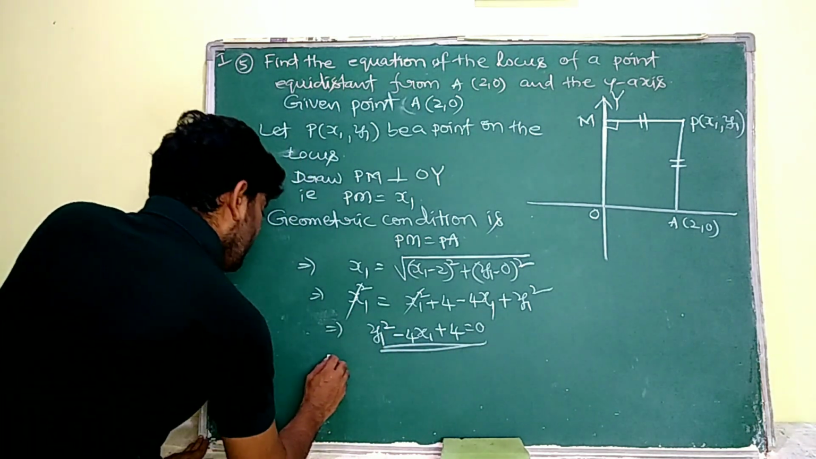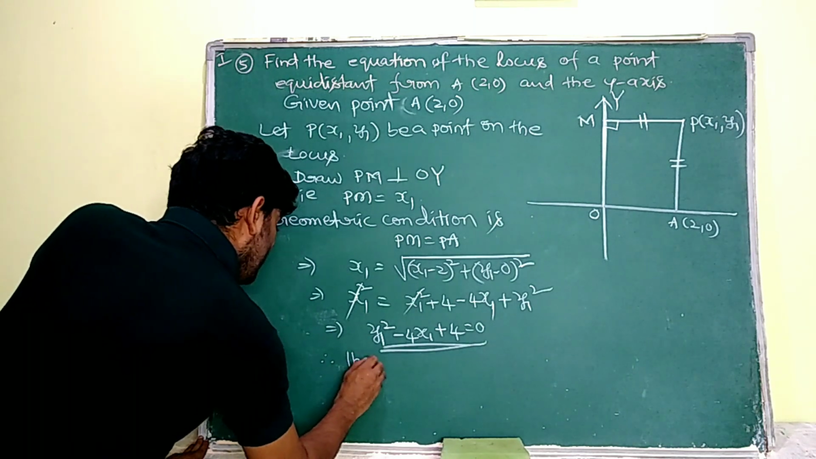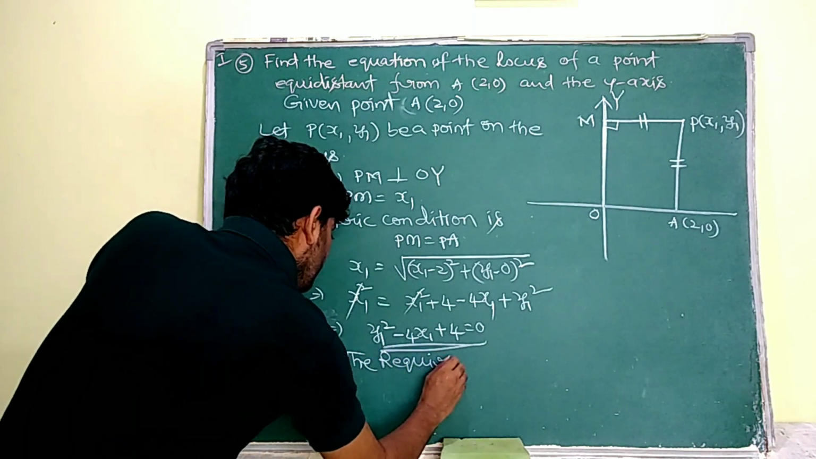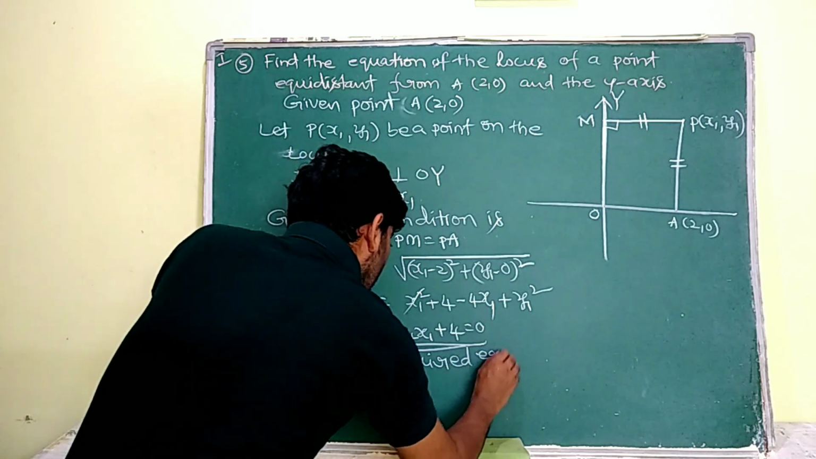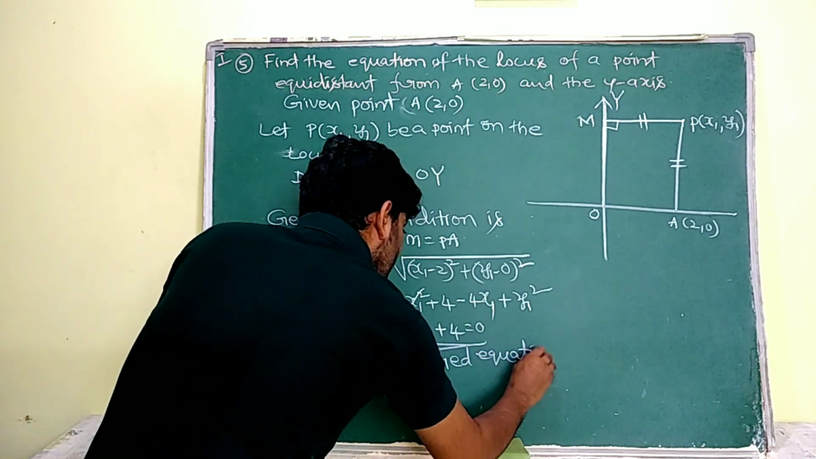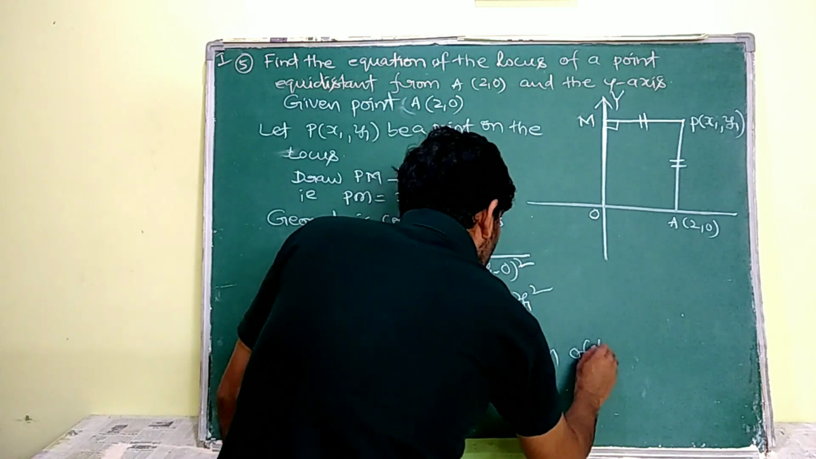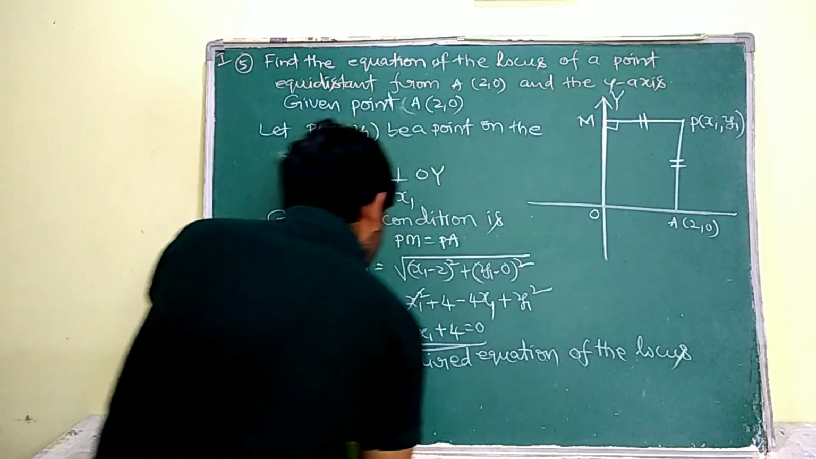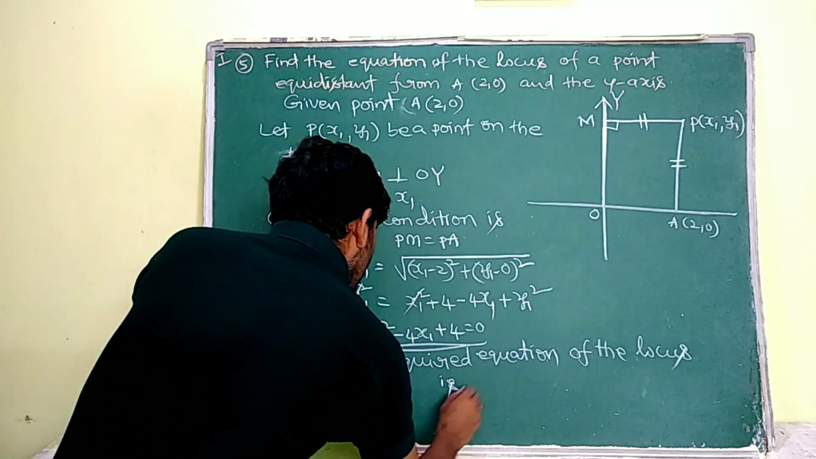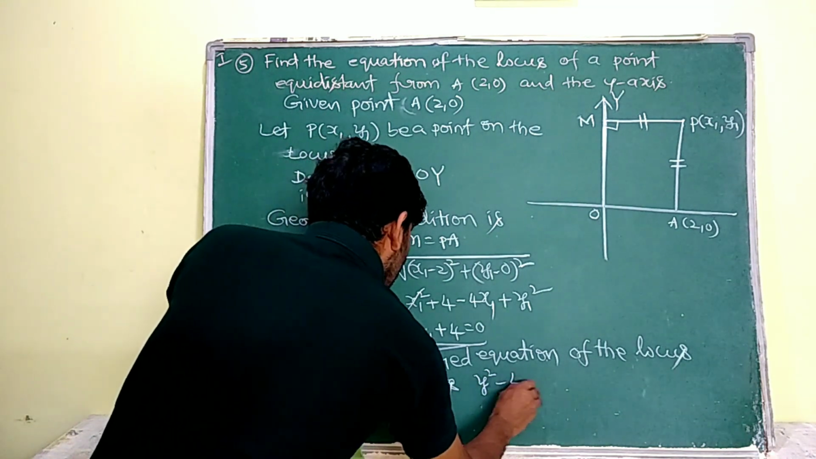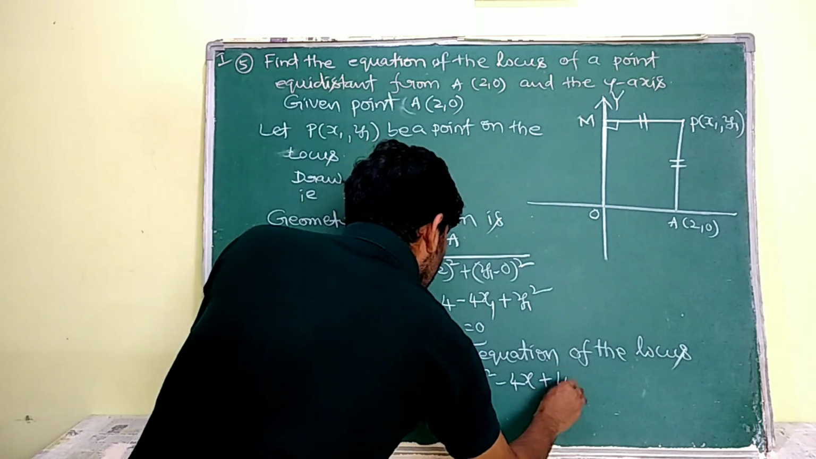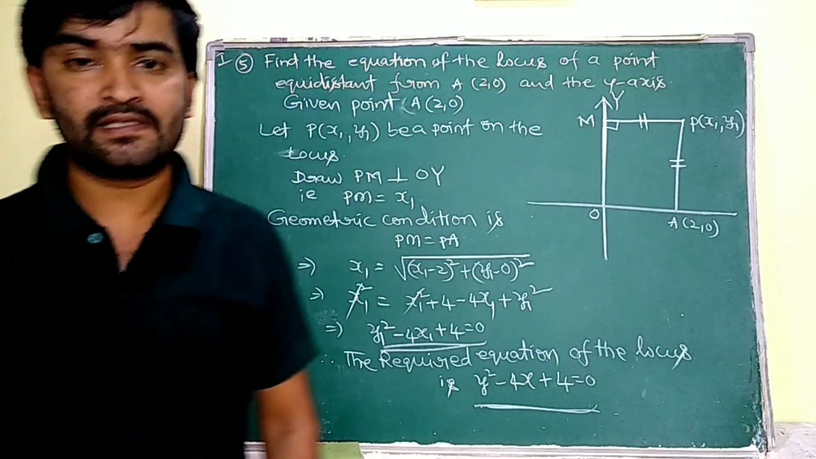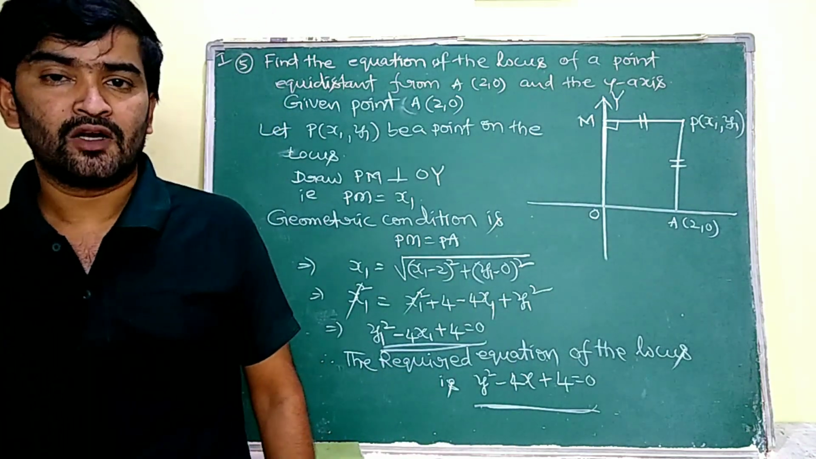We know that the equation of the locus is always expressed in terms of x and y. The required equation of the locus is y square minus 4x plus 4 is equal to 0. This is the required equation of the locus.